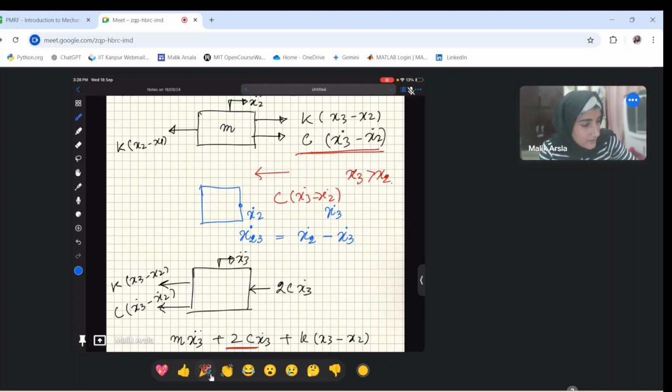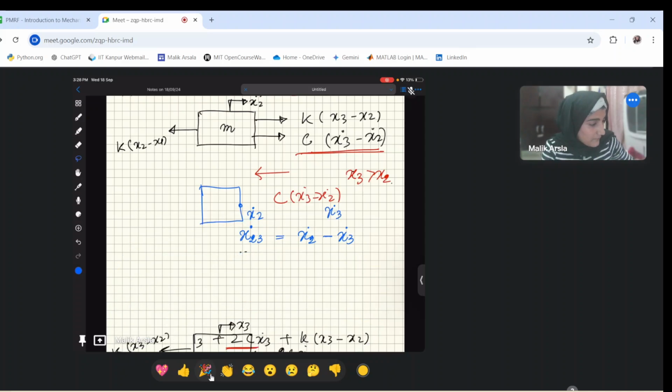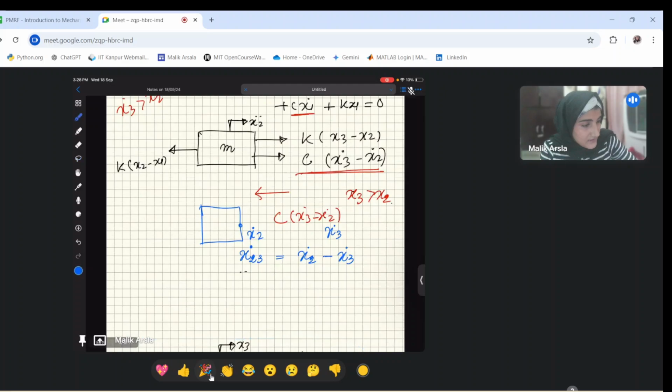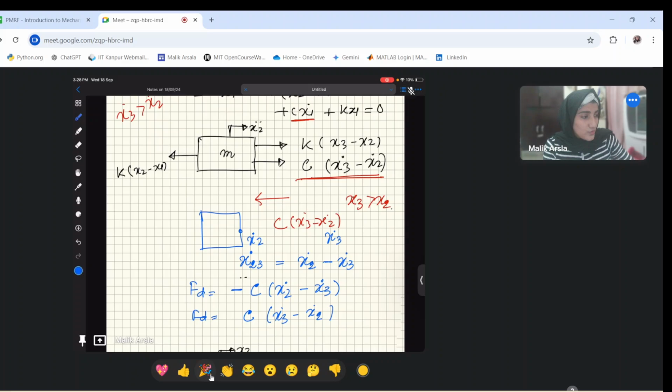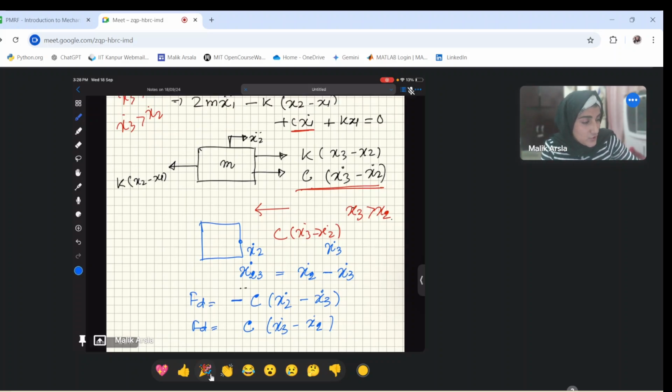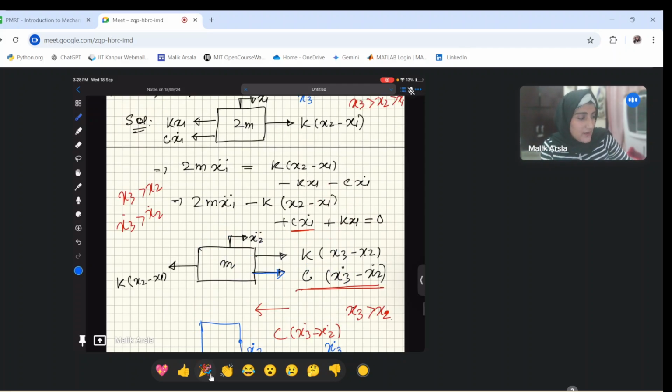Now since this is our relative velocity, the damping force will be opposite to it. So it will be minus c into (x2 dot minus x3 dot), right? So this will be our damping force, and I can now take this minus sign inside, and it will be x3 dot minus x2 dot. Now obviously here it is positive, so this damping force will be in this direction. So that is why I have shown the damping force on mass m2 in this direction.